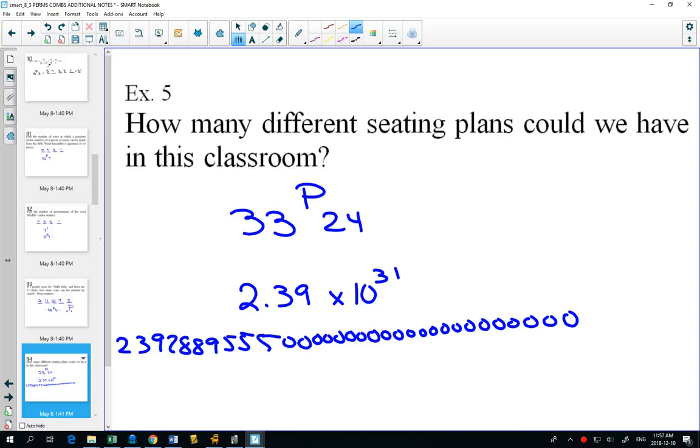But isn't that obligation that like the entire seating plan needs to be the same except for one person moving? One person moving would be a new seating plan. So if you moved 1 desk back because it's empty, it would be considered a new seating plan. Okay? Which is crazy an amount.